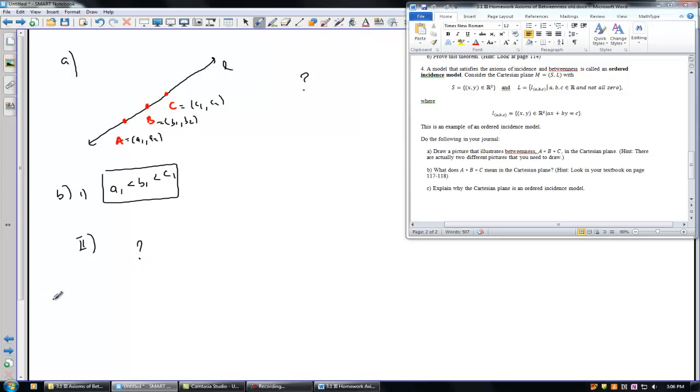And then in part C, explain why the Cartesian plane is an ordered incidence model. In this part, I just want you to think about why it satisfies I1 through I3 and B1 through B4. Write maybe a sentence for each one, like I1, or even a picture, so it's clear that you understand why the Cartesian plane satisfies the axioms of incidence and the axioms of betweenness.